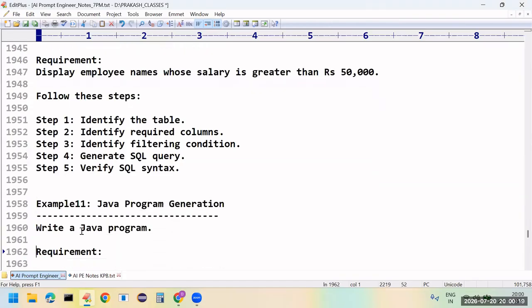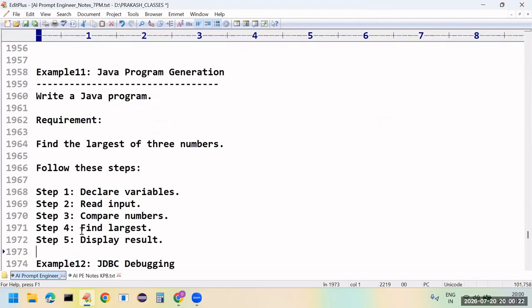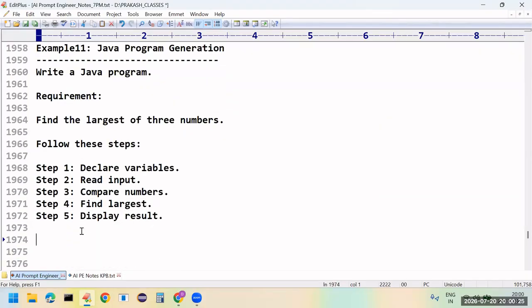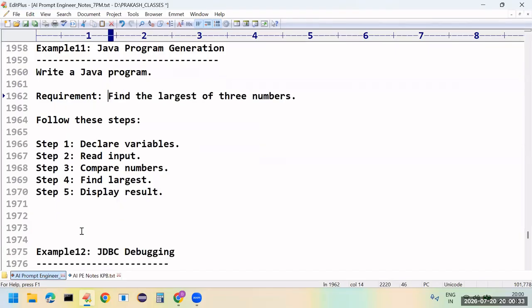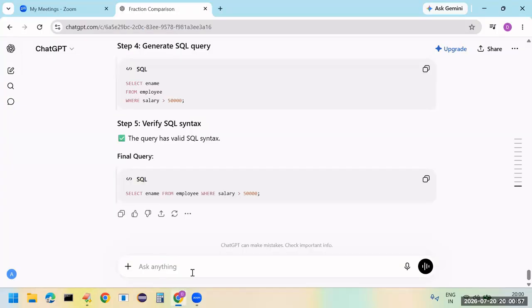Good. Now let's go for the next example. Java program generation. Can you please write a Java program to find the largest of three numbers? Beginners can use this and follow these steps. What is step one? To complete this task, what are all the variables? Read the input, compare the numbers, find the largest value, and display the result. I need a Java program with these steps.